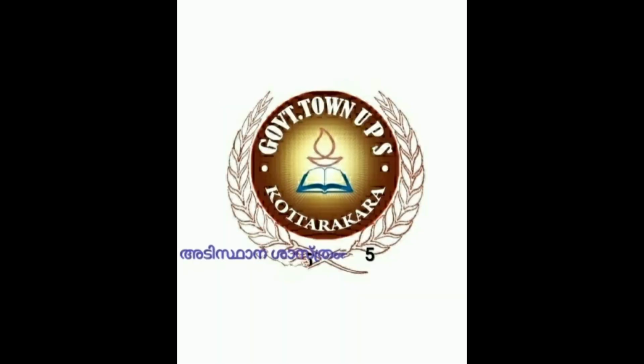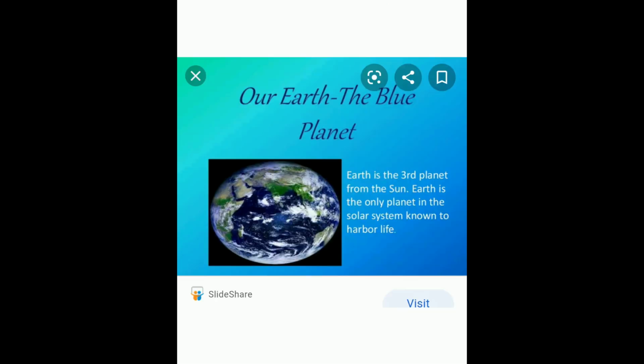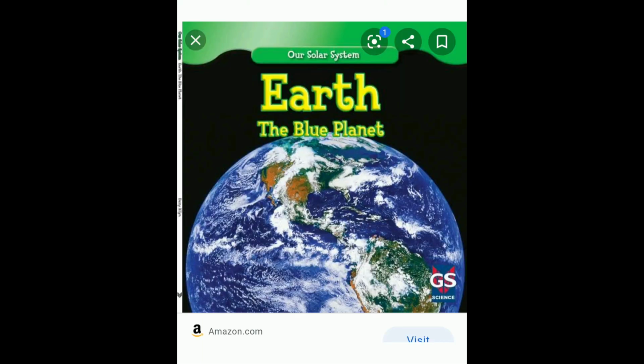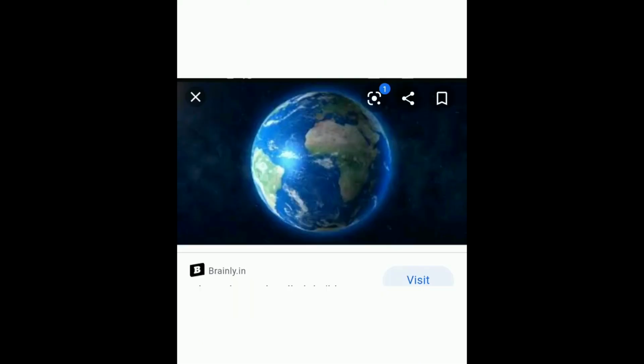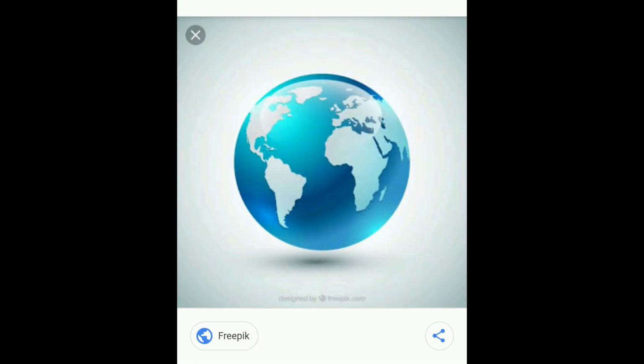Dear students, in our basic science class, we are discussing water. Our planet Earth is known as the blue planet. Why is it called so? Do you know? Because 2/3 of our Earth is covered with water. So we discussed the properties of water in the previous class. What are those properties of water? Let's revise the points. Okay.